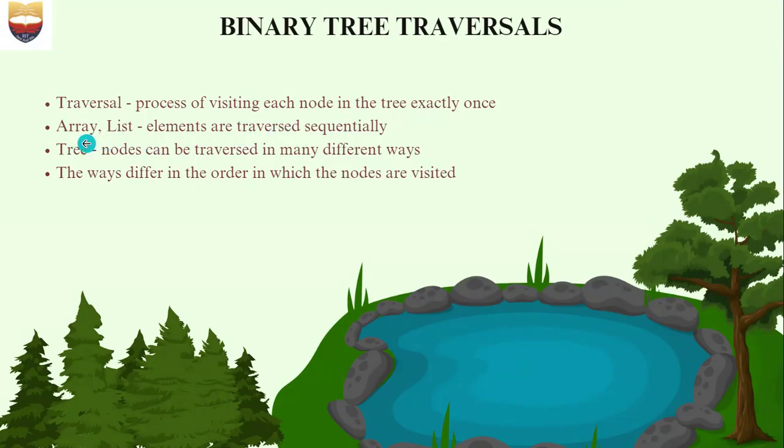In case of data structures named array and linked list, we can have traversal on each element in a sequential manner. But in case of tree structure, it is not necessary that we should traverse the nodes in sequential manner. Instead of that, we can traverse each and every node in different ways. And the ways differ in the order in which we are going to visit or traverse each node of the tree.